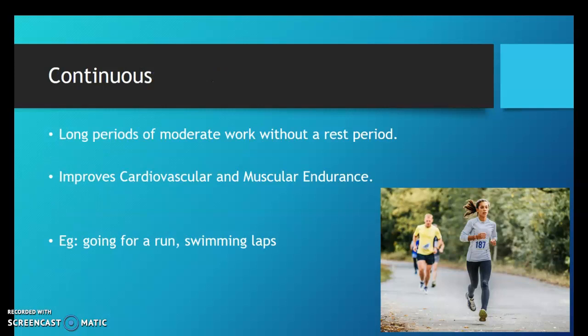So this first one here is what we call a continuous workout, or a continuous method, and that is you just basically doing the exercise with no rest period for a certain lengthy period of time. So for example, going for a run, swimming some laps at the local pool, or riding your bike around the block a couple of times, things like that. So the goal for a continuous workout is to try and improve our cardiovascular or our muscular endurance fitness components.